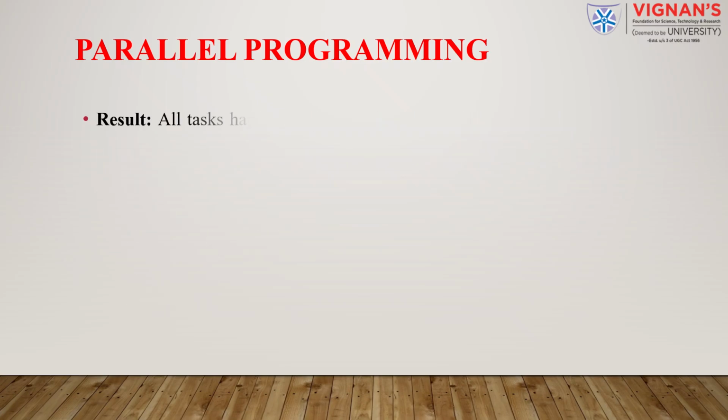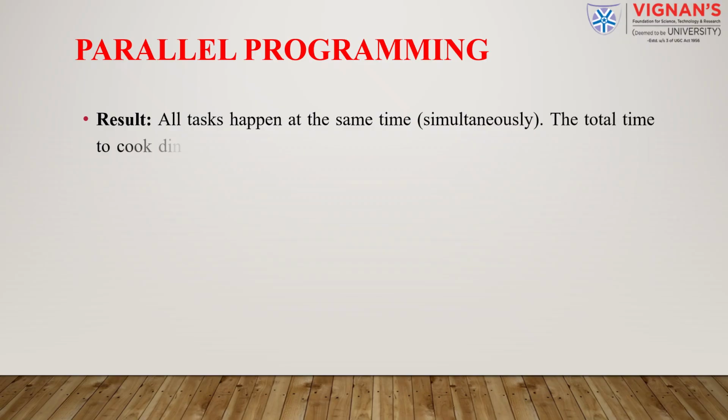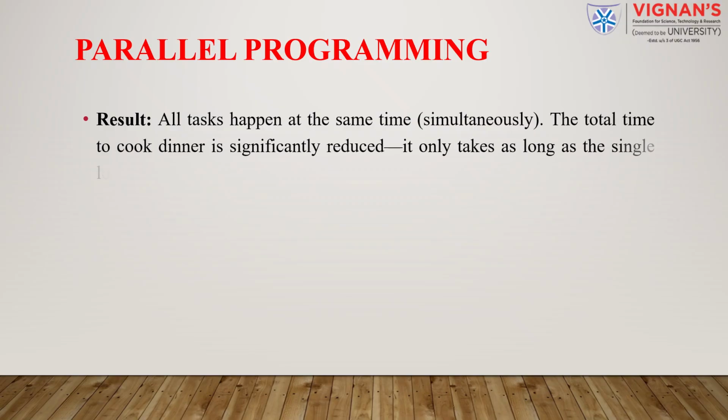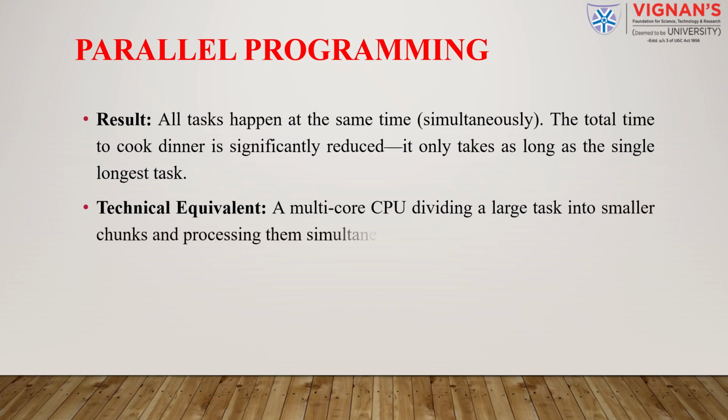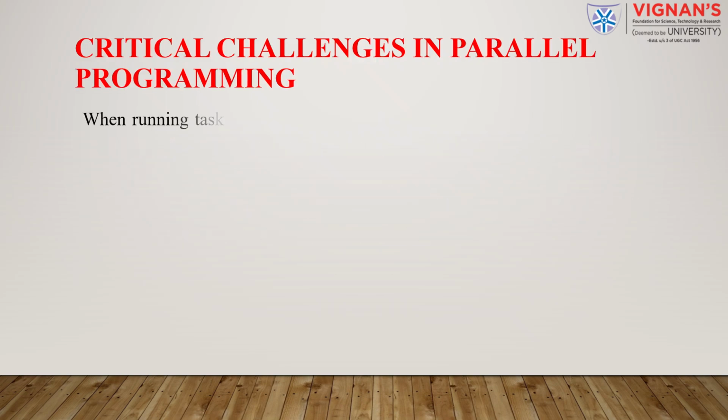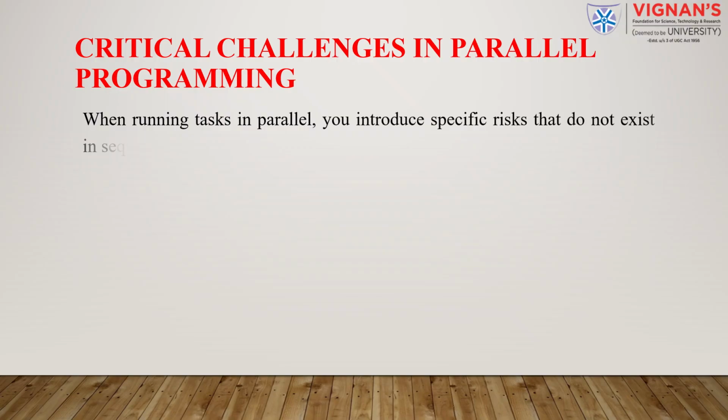The result of this kitchen approach is that all tasks happen simultaneously. The total time to cook dinner is significantly reduced. In fact, the dinner is ready in the time it takes to complete just the single longest task, rather than adding up the time for every single step. This is the technical equivalent of a multi-core CPU dividing a large task into chunks and processing them simultaneously. However, parallel programming introduces risks that simply don't exist in sequential programs.